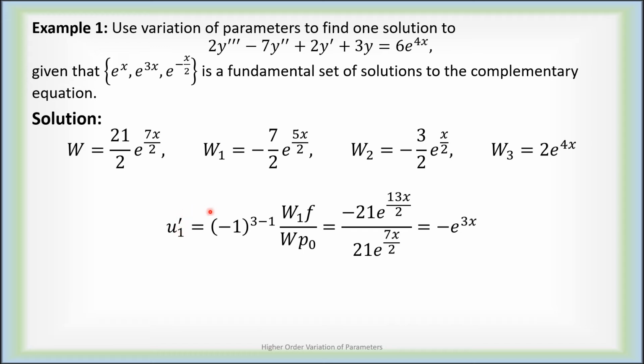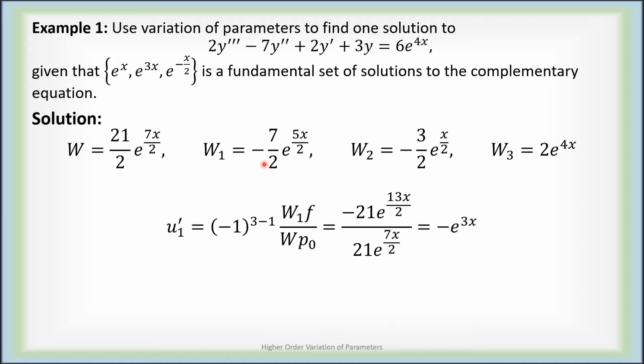u1 prime is (-1)^(n-1), since we have a third order equation, this is n. So we have (-1)^(3-1), W1 times the forcing function over W times the leading coefficient. The forcing function is always going to be 6e^(4x). W was just this expression here, times the leading coefficient, which is 2.